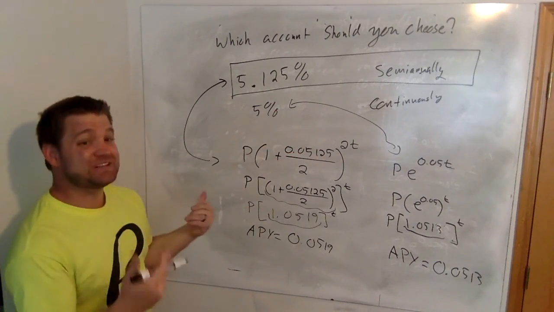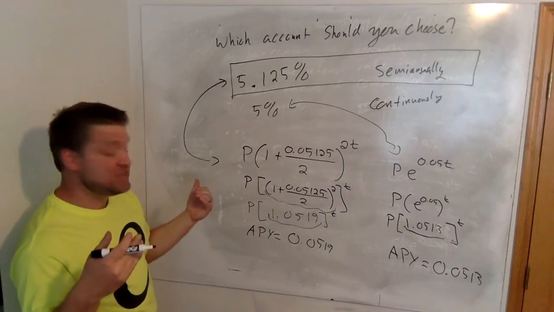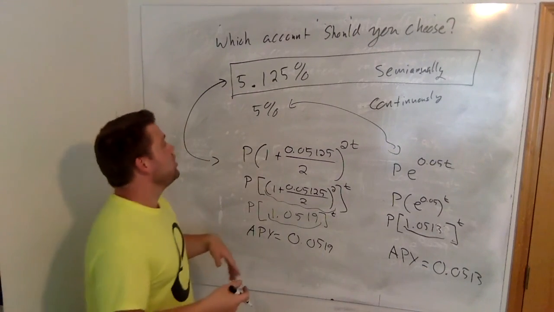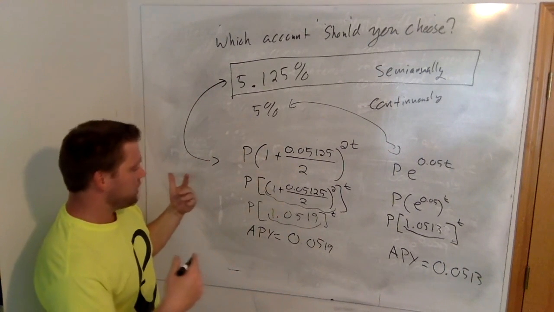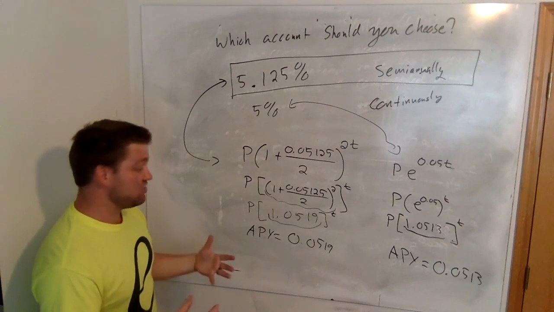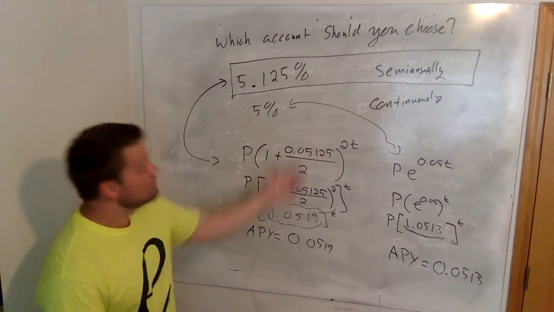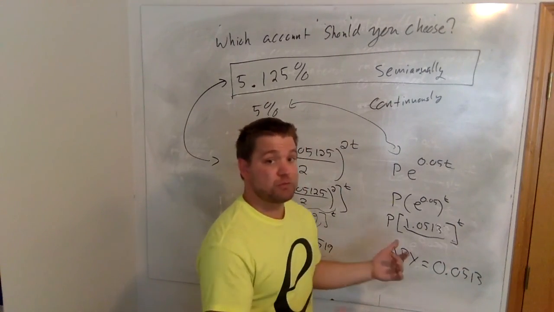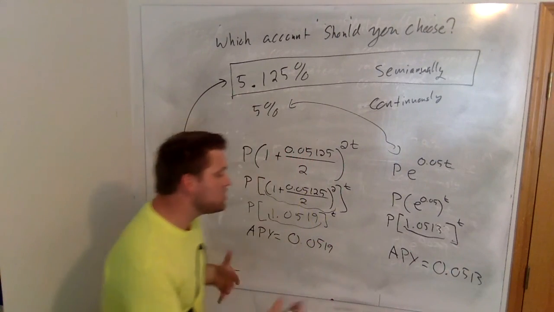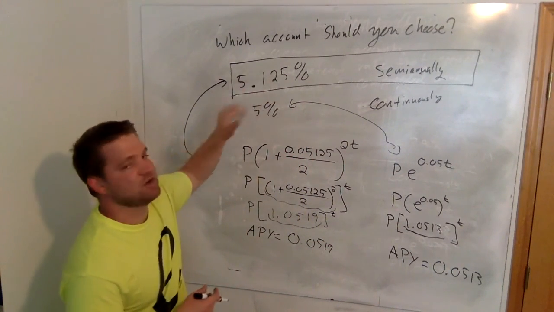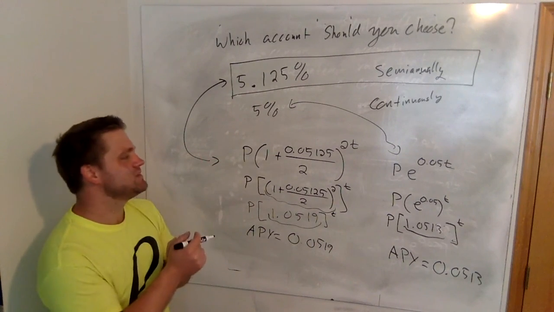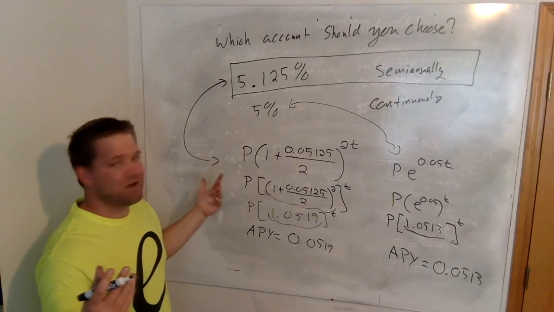Well, the bank legally has to tell you the APY. So they'd have to say this bank account would earn you 5.19% compounded annually, and this bank account will earn you 5.13% compounded annually. So now you can compare the two and see that the bank compounding semi-annually is your best choice.